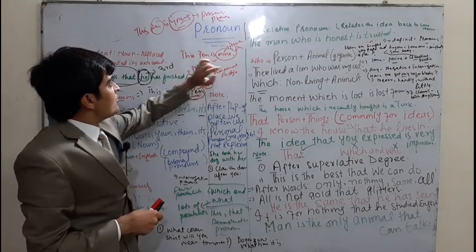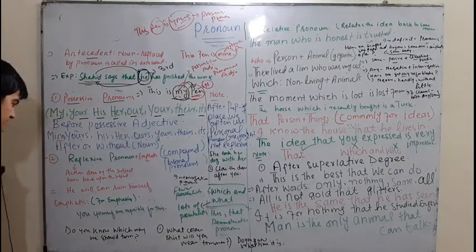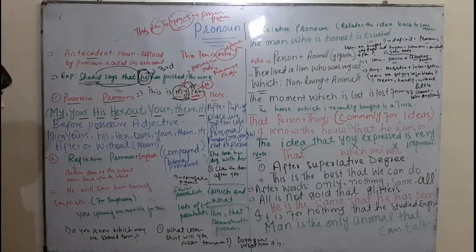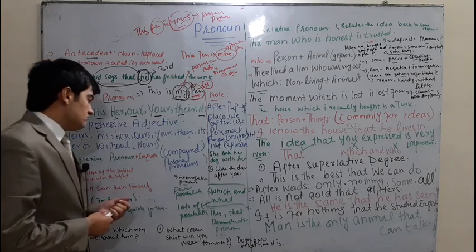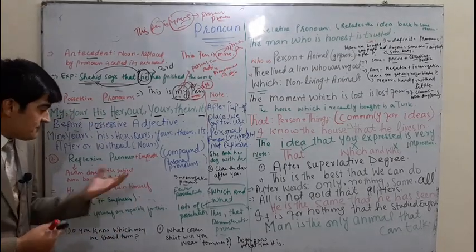Over here it is a possessive pronoun, over here it is a possessive adjective or pronominal adjective. Understand? Second, coming to the reflexive pronoun. Gentlemen, reflexive pronoun and emphatic pronoun.